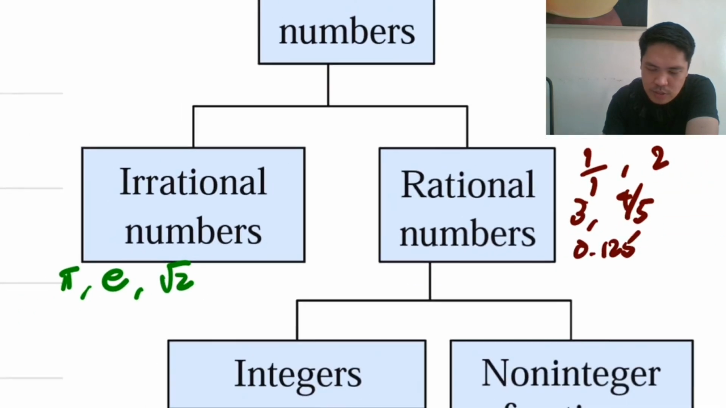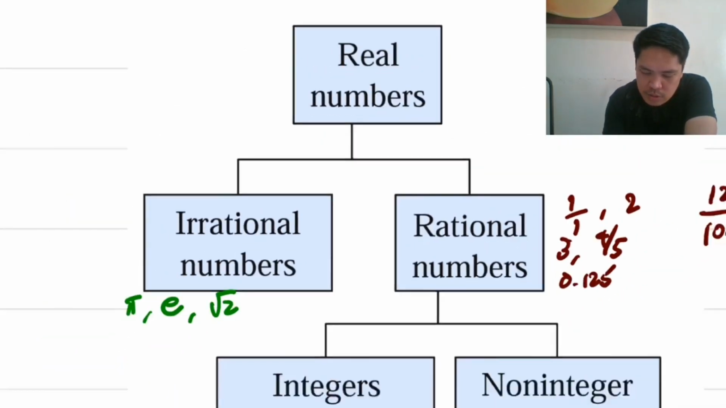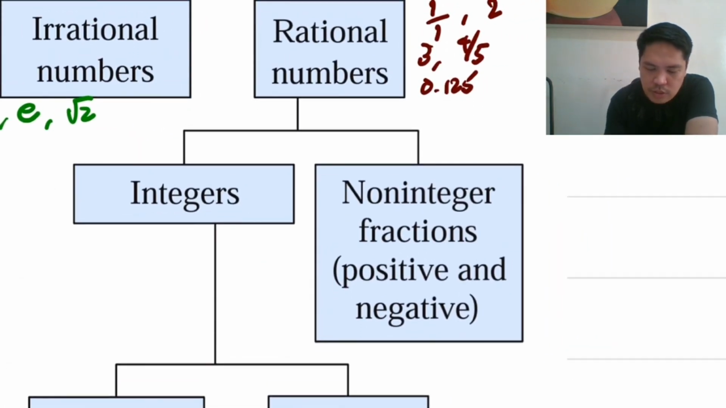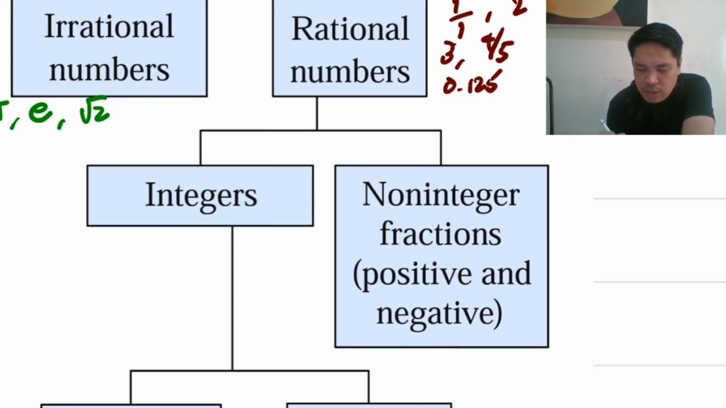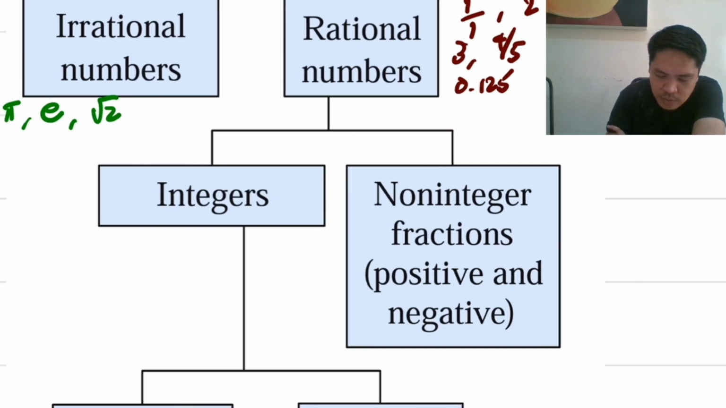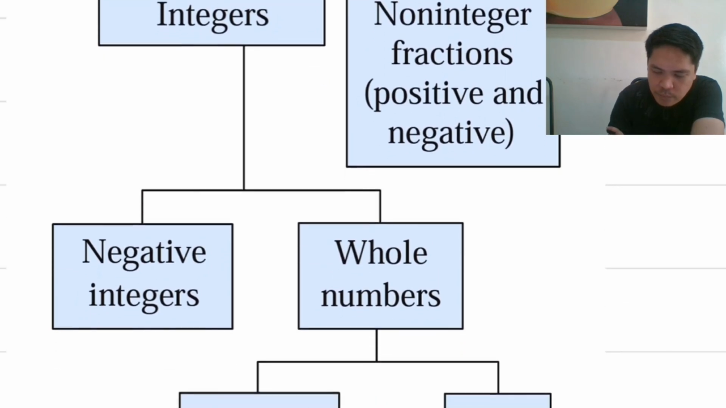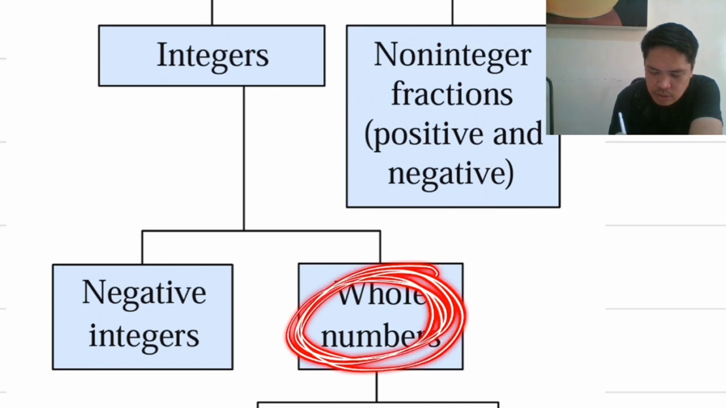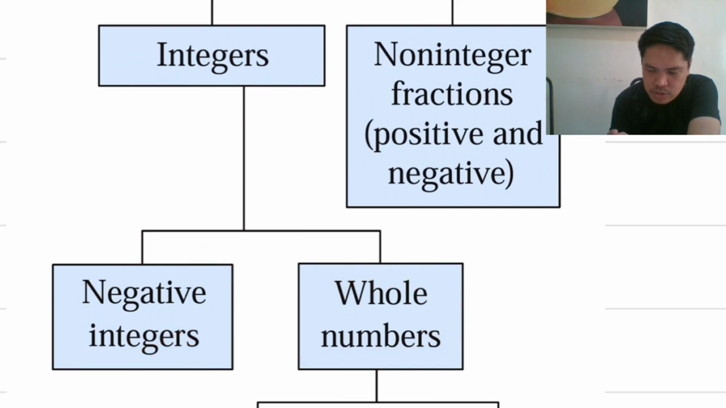So these are the two main types of real numbers, rational and irrational. Let's proceed to the types of rational numbers. A rational number could be an integer or a non-integer fraction. When we say integer, integers are whole numbers, including 0. These could be either positive whole numbers or negative whole numbers. So those are integers.